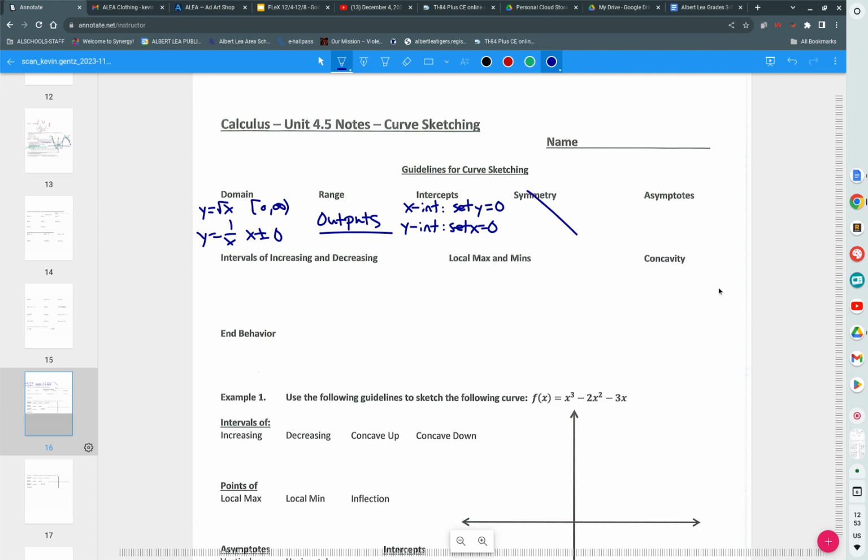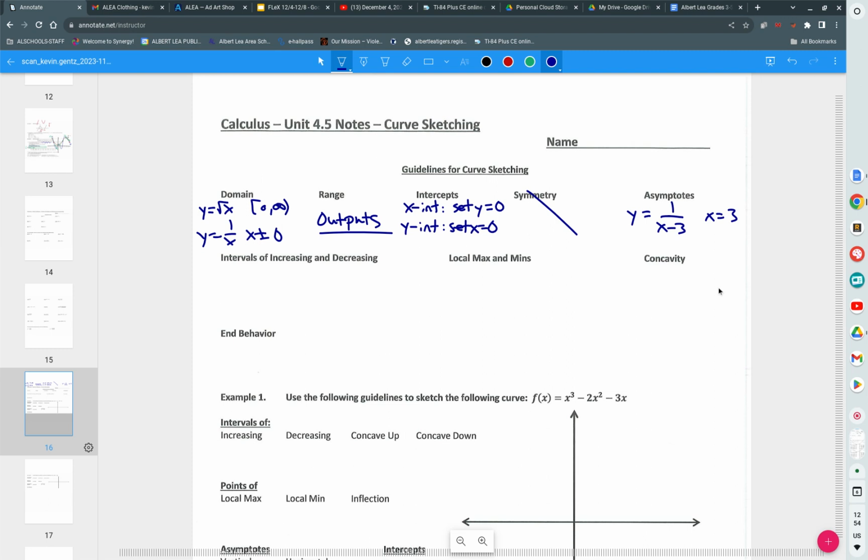Asymptotes, you should be able to consider asymptotes. For example, y is equal to 1 over x minus 3. That has a vertical asymptote at what value? 3. Yeah, 3. That's a vertical asymptote. It also has horizontal asymptotes. That's something that we would find out if we did lesson 4.4, or we're skipping lesson 4.4.